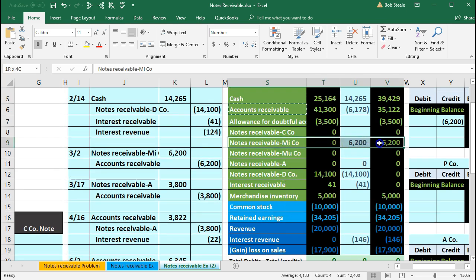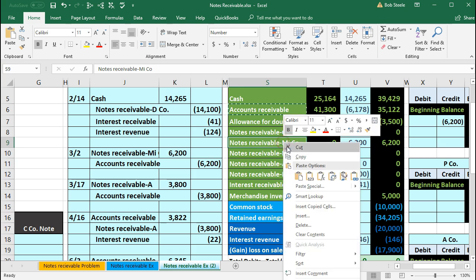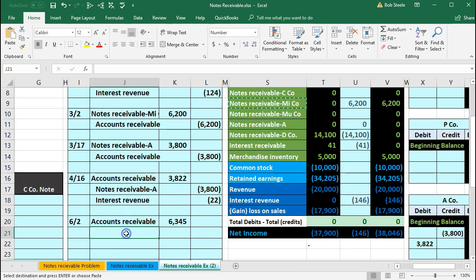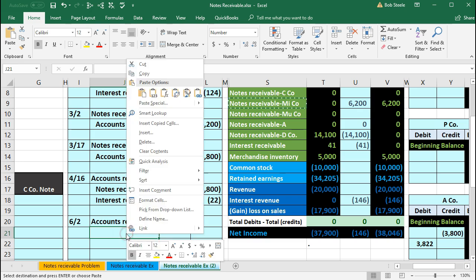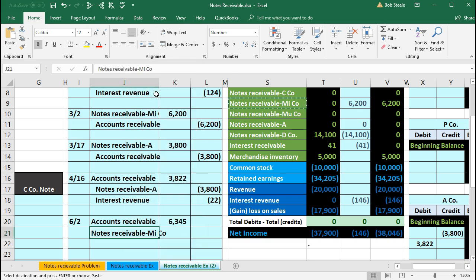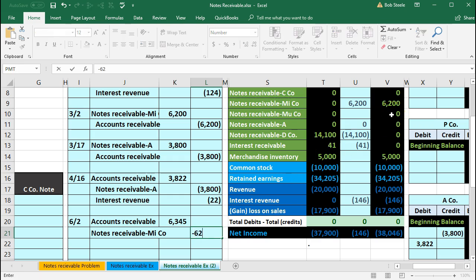We're going to take the notes receivable off the books. So here it is on the books. It has a debit balance. We're going to take it off by doing the opposite thing to it, a credit. So I'm going to put my cursor in S9, right click and copy. We're going to put that right underneath in J21, right click and paste, 1, 2, 3. The amount then is going to be 6,200. That needs to go off the books. Credit 6,200.